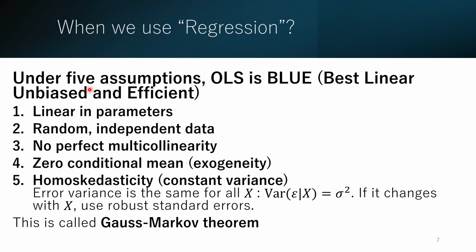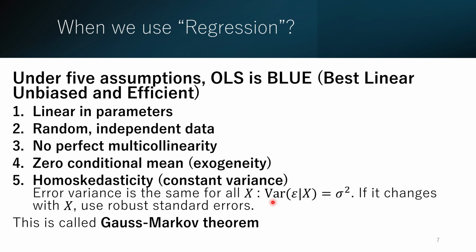And next, under the 5 assumptions, 1, 2, 3, 4, and 5, if homoscedasticity is also satisfied, then OLS is BLUE: best, linear, unbiased, and efficient. In this step we add one more assumption. In that case, OLS is the best estimator. The extra assumption is homoscedasticity: the error variance is the same for all x.